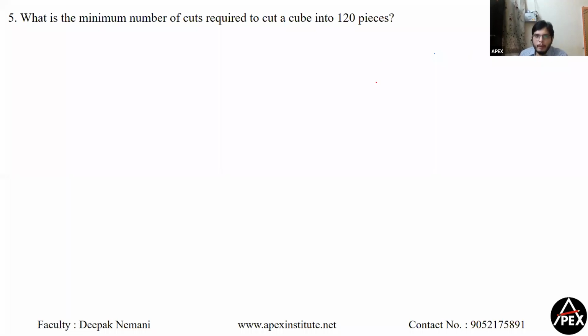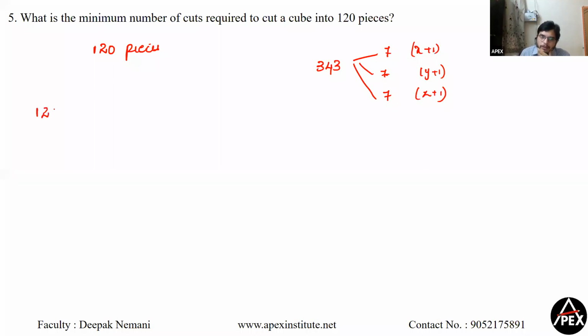So here, the minimum number of cuts required to cut a cube into 120 pieces, isn't it? Now in the earlier problem, 343 can be written as 7 into 7 into 7, a cube of a number. So we took x plus 1 is equal to 7, y plus 1 is equal to 7, and z plus 1 is equal to 7. Whereas here, 120 is not a cube of a number. So we need to apply the same logic that we applied earlier. What are the three numbers whose product is 120?